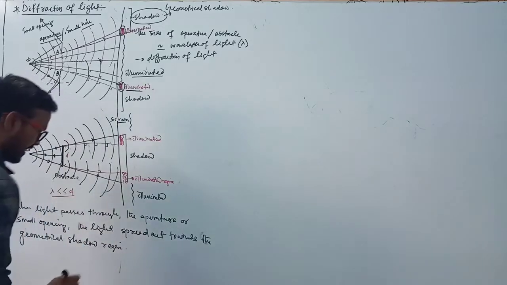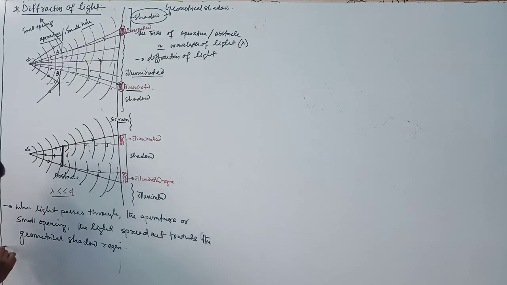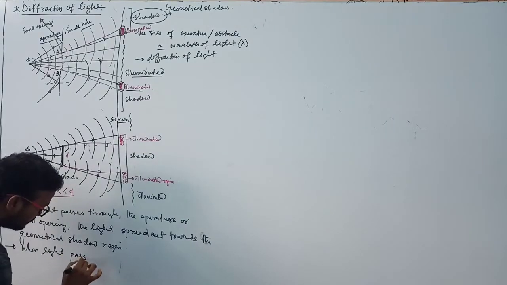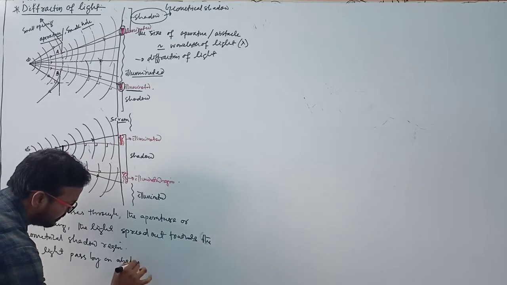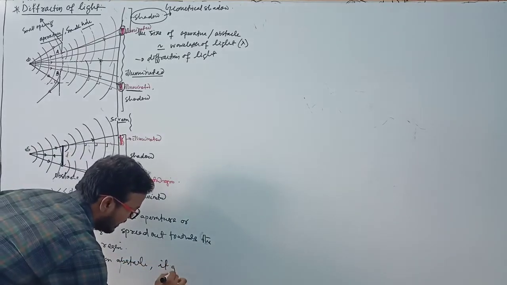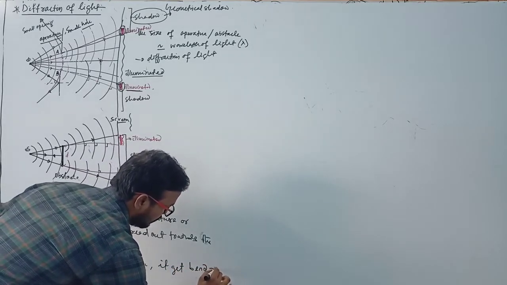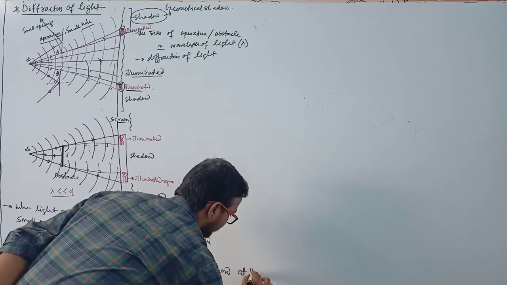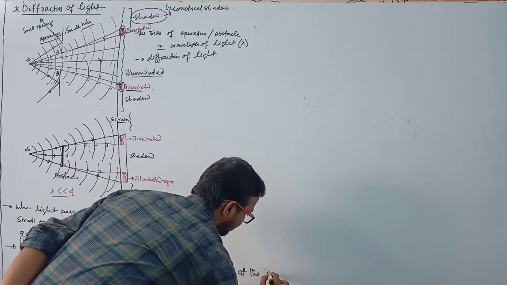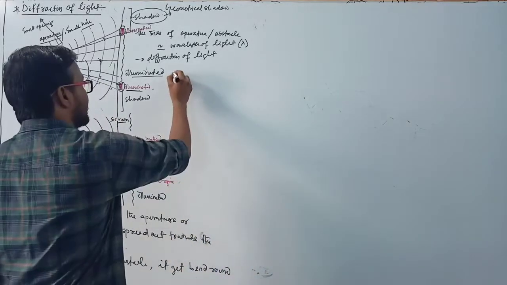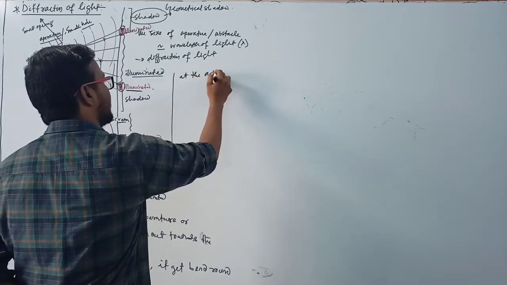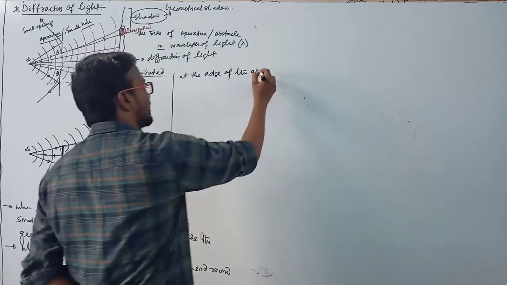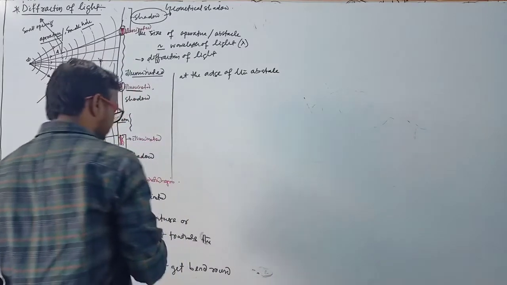Okay. And when light, another case you can say, due to this phenomenon diffraction pattern occurs. Or you can say another point: when light passes by an obstacle, it gets bent round at the edge of the obstacle. We can write here, at the edge of the obstacle. Clear?